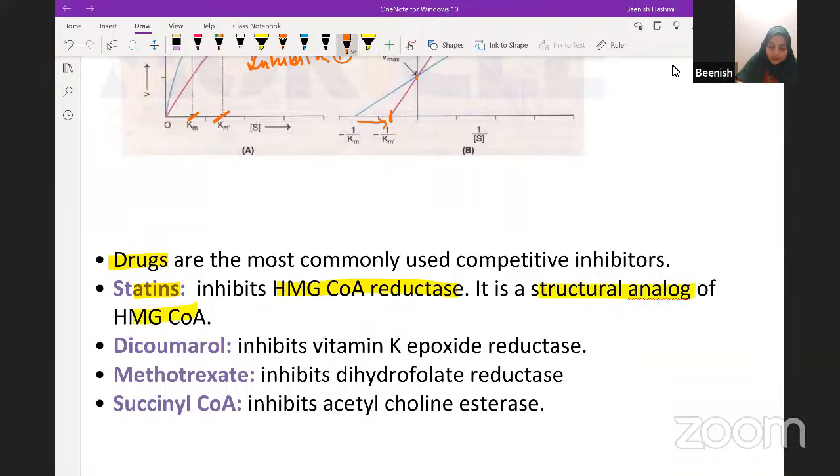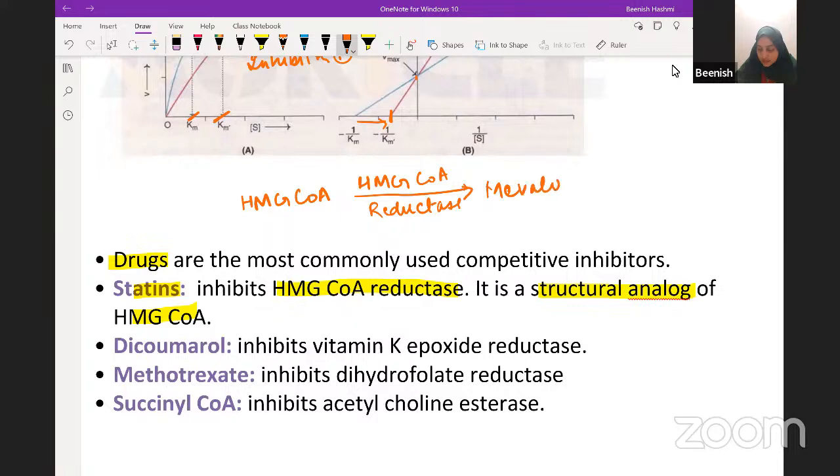So I'll revise it a little. What was happening? HMG-CoA was being acted upon by HMG-CoA reductase. The mevalonate was being formed. And then ultimately, what was being formed? Cholesterol was being formed. Now in hypercholesterolemia, that is when the cholesterol level is high, the body should not be producing more cholesterol, okay, because it will only aggravate the condition.